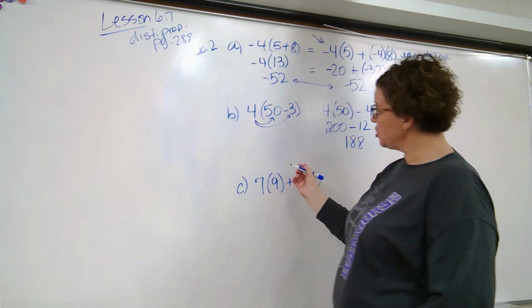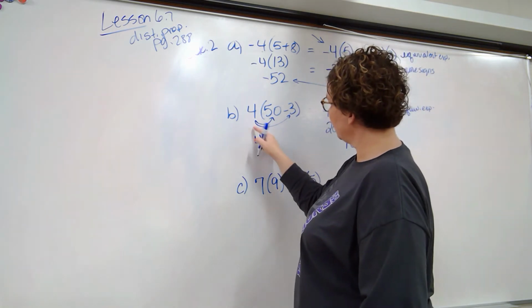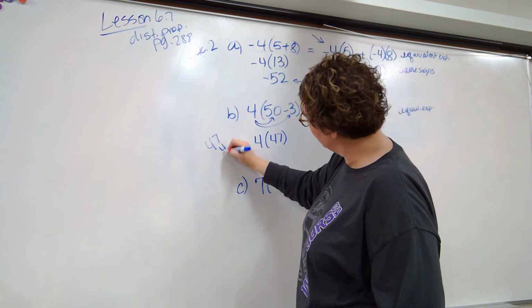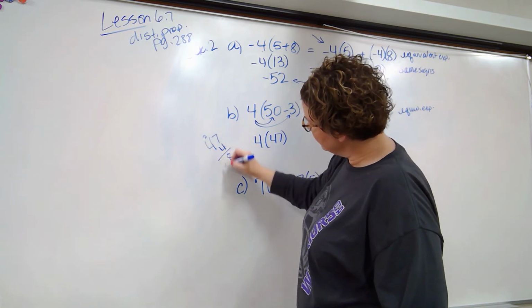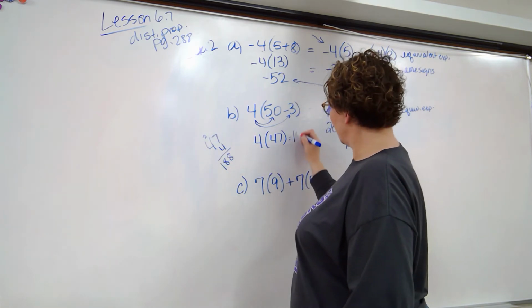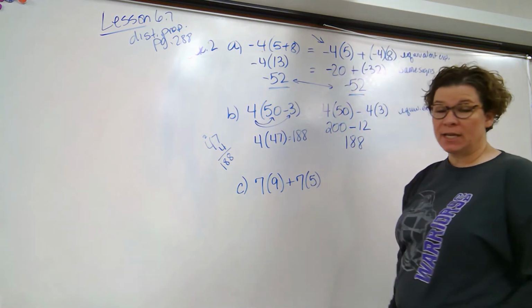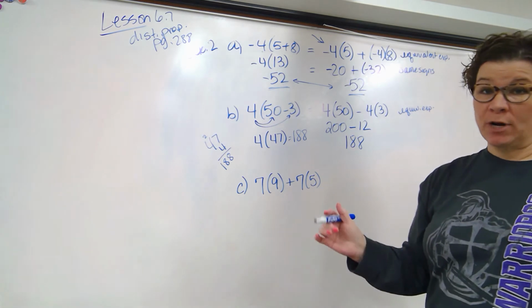All right, and I can check by multiplying 4 times 47, which I don't know off the top of my head. 28, 16, 17, 18 equals 188. You should get the same answer here as you get here. If you don't have the right answer.